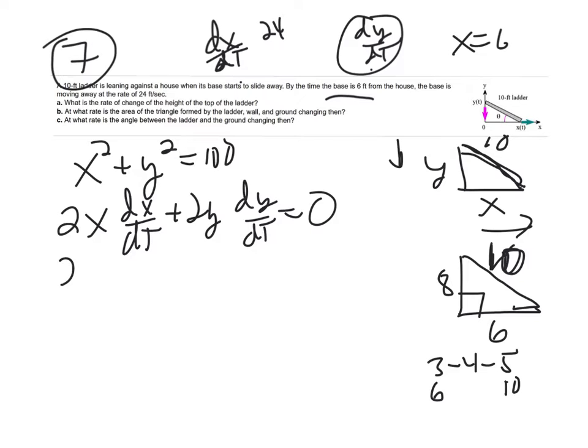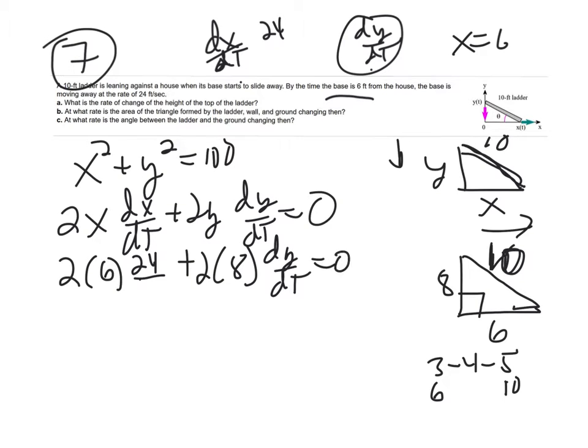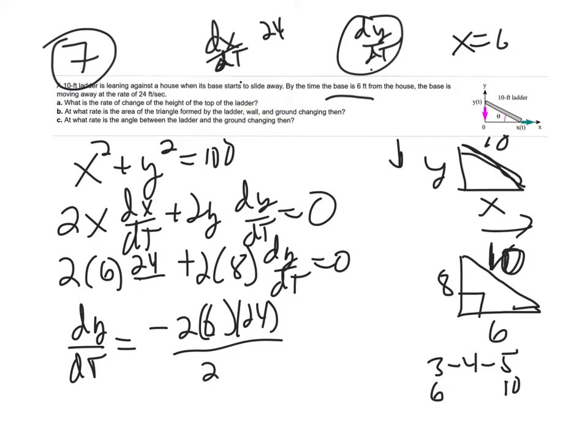So what do I have here? I know 2 times 6, and I know dx/dt is 24. And then plus 2 times y, and we just decided that y was 8. And I'm looking for dy/dt, and that equals 0. So now let's do some multiplication here. dy/dt equals negative 2 times 6 times 24, and yes, I could multiply that out a little bit, divided by 2 times 8.